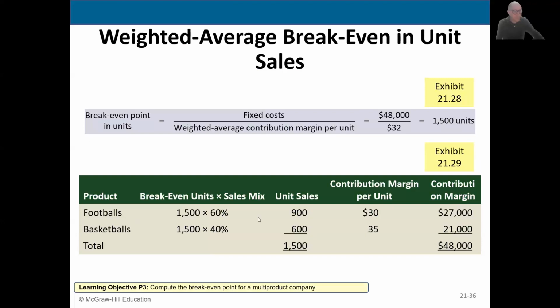That's what it looks like. In order to figure out how many units of each I need to sell, you take the 1,500 units times the sales mix percentage. That's how you find how many units of each product you need to sell in order to break even.